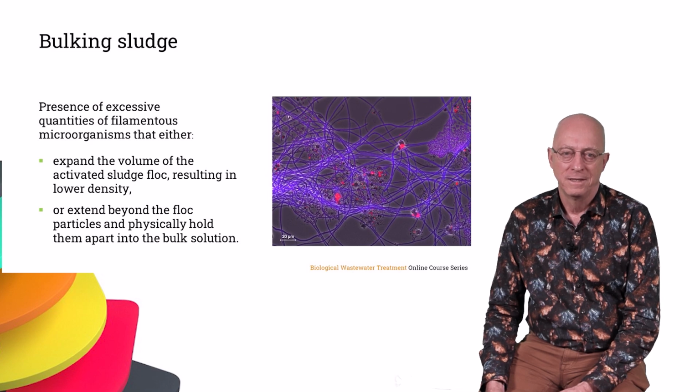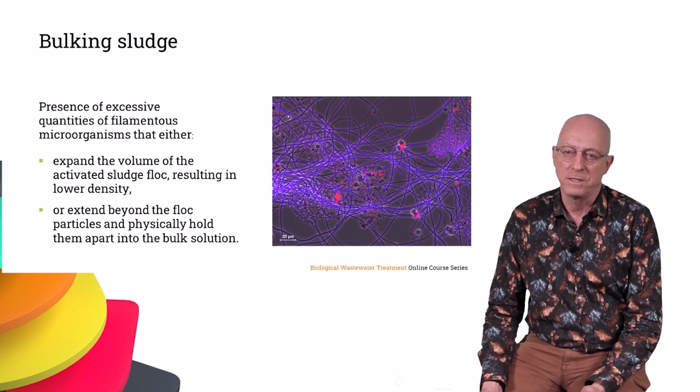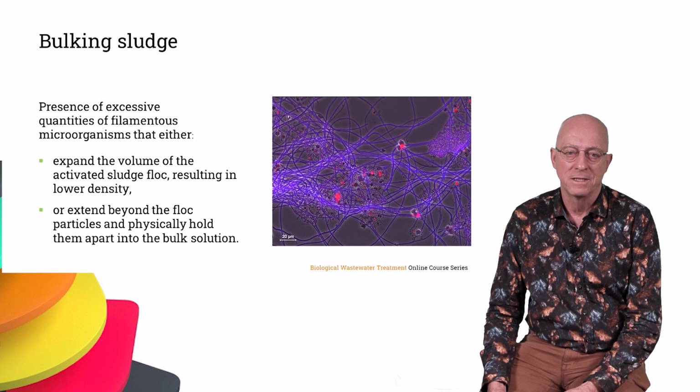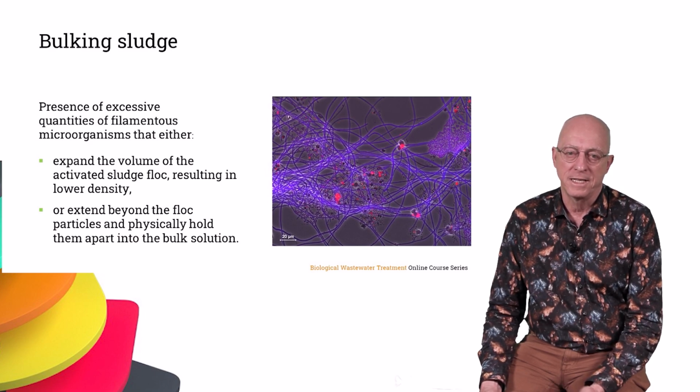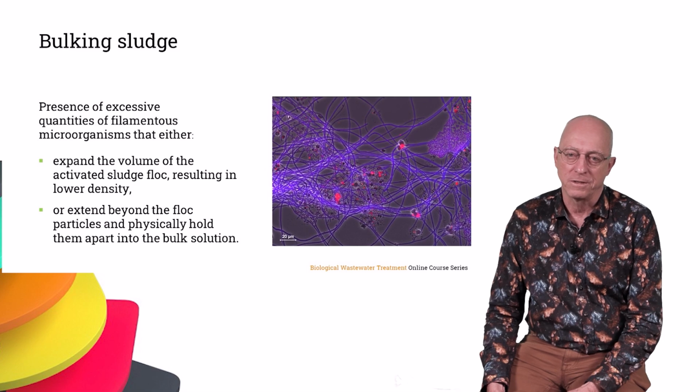What is bulking sludge? Bulking sludge is the presence of excessive quantities of filamentous organisms that expand the activated sludge floc, resulting in a lower density. You get a lot of water in between and then the overall density decreases. These filaments can extend beyond the floc particles and physically hold them apart in the bulk solution. On the picture you see an example of a filamentous organism, long thread-like organisms, and you can imagine that will settle much more difficult than a compact floc structure or even a granule.